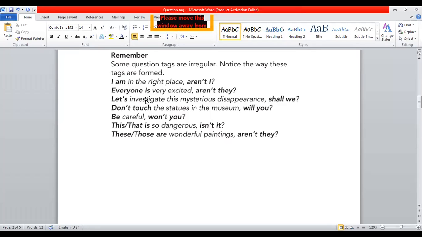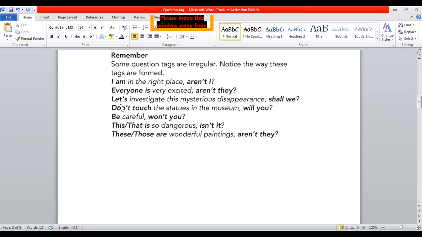Everyone is very excited. Pay attention because everyone is an indefinite pronoun, and this indefinite pronoun takes the verb singular. Everyone is. But when you change it in the question tag, you will change it into they. So you will replace everyone by using the subject pronoun they. So the verb with they, of course, it will not be is, isn't. No, because with they we have are. So it will be aren't they.